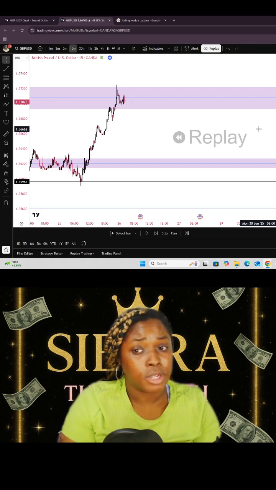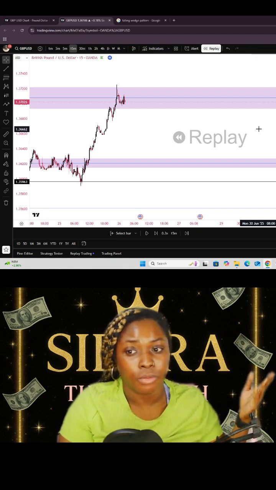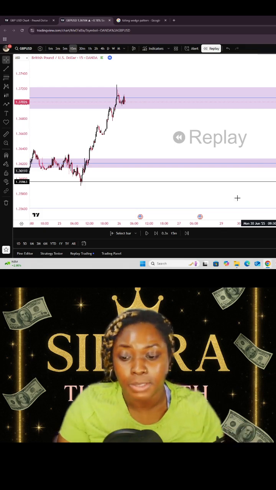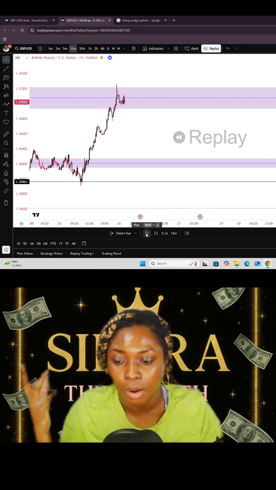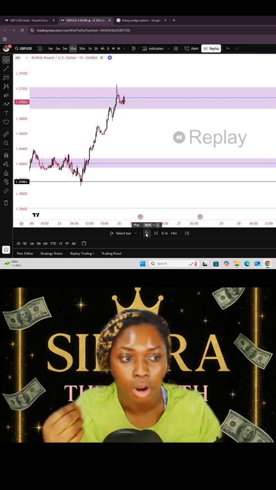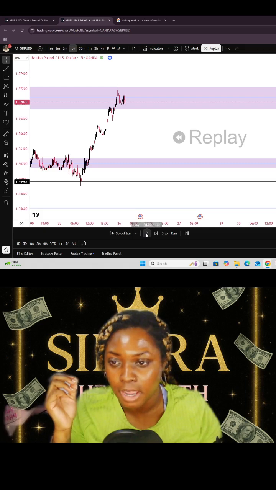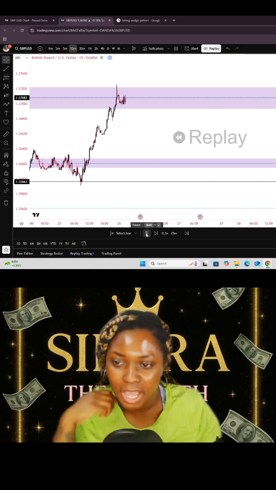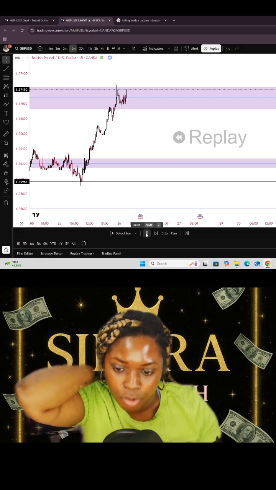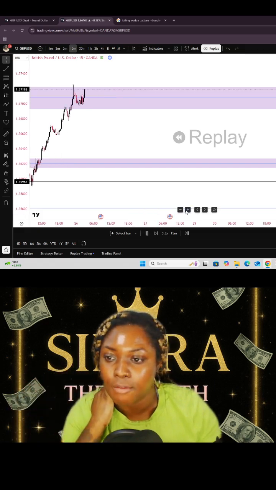So confluence number 1, price is at our zone. All right, we're going to press play, and we're going to see how many more confluences we can get before we enter our trade. So I'm going to press play. I want to make sure it's not going too fast. All right, so it's on like 0.3 seconds per candle. Remember, we are on the hourly time frame, okay?